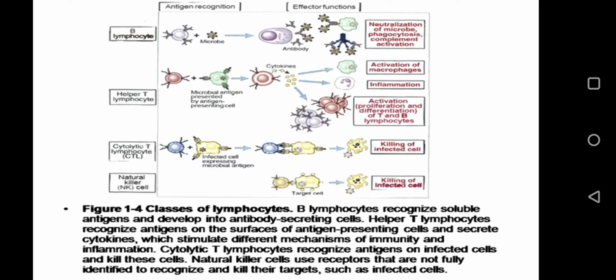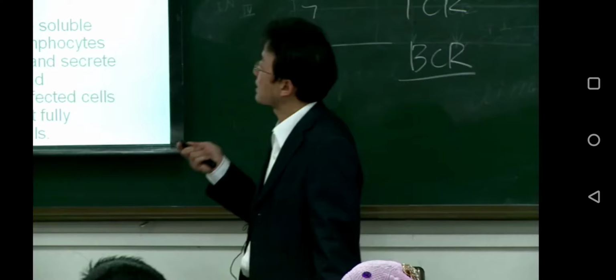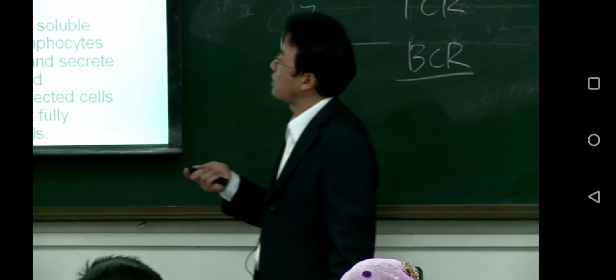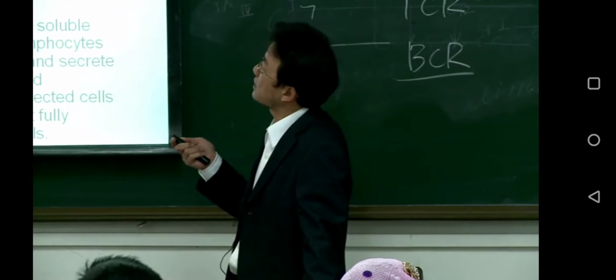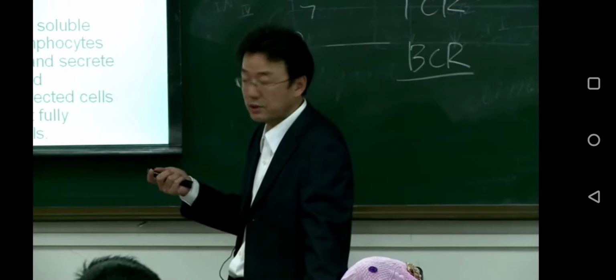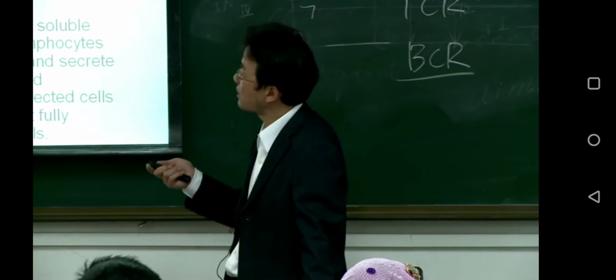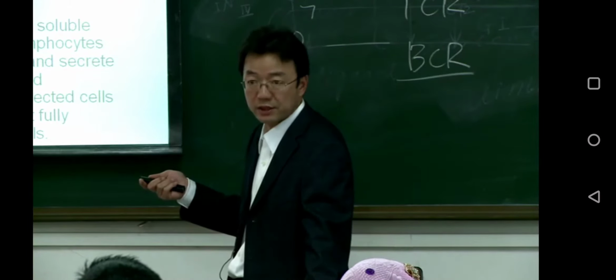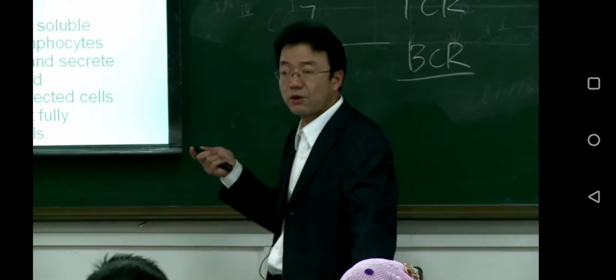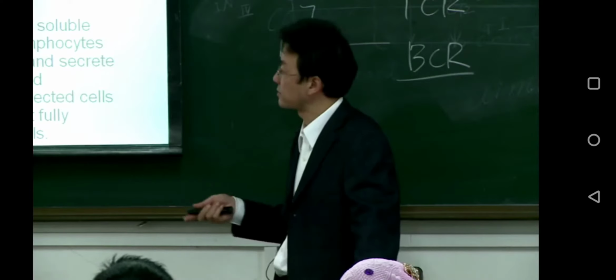And cytolytic T lymphocyte shows its cytotoxicity to the infected cell and kills the infected cell. And also, activated T lymphocyte produces interferon gamma to activate natural killer cell to kill the infected cell or cancer cell.